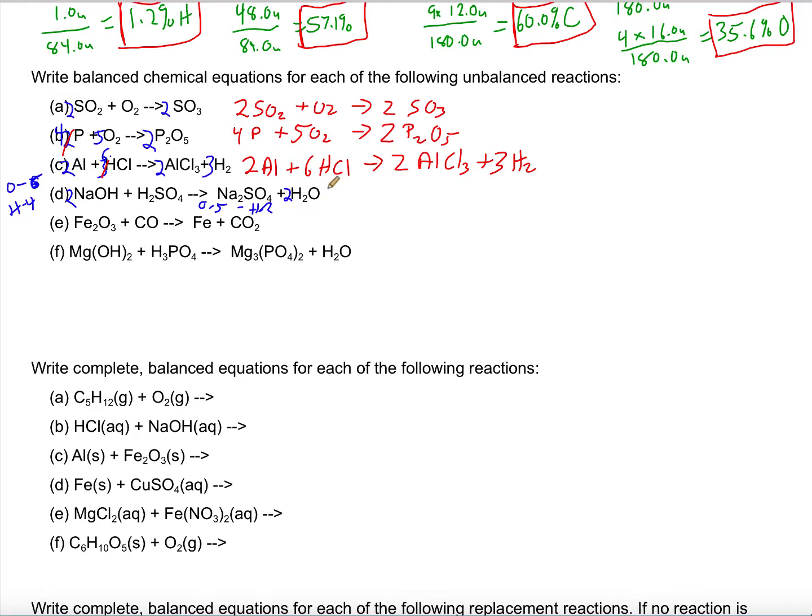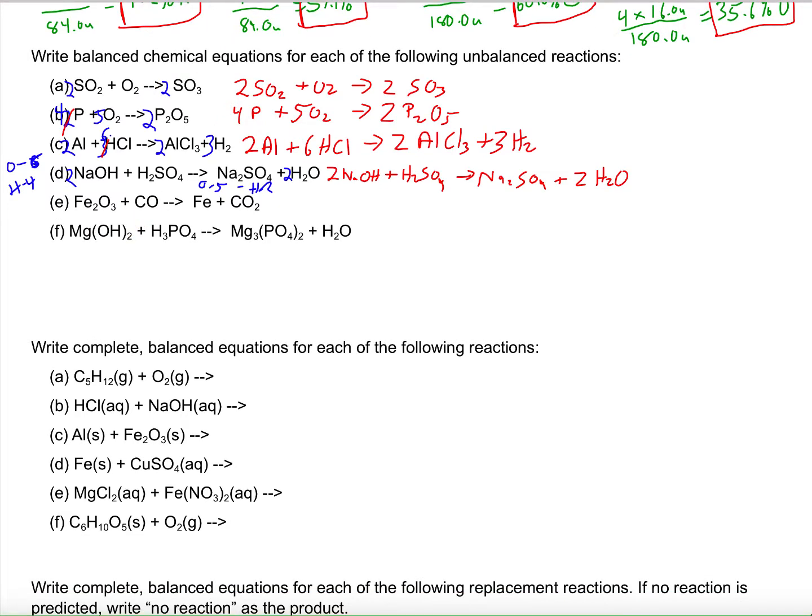And that will give us our balanced equation of 2NaOH plus H2SO4 yields Na2SO4 plus 2H2O. All right, on to number 4 here. Let's look at the next one. So let's look at our next one here, which says Fe2O3 plus CO gives you Fe plus CO2.